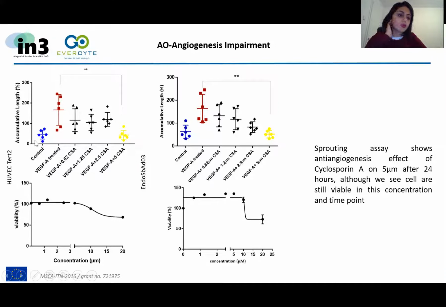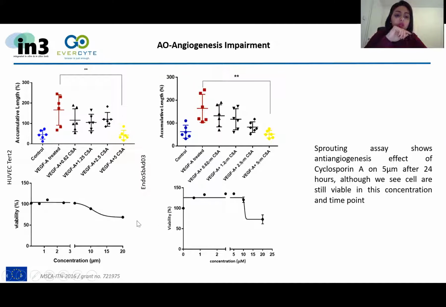So as we can see, we have a control group, we have a VEGF treated group, and we have different concentrations of cyclosporin A. And as we can see here, after 5 micromolar of cyclosporin A, we see a significant decrease in the sprouts coming out from the spheroid, which shows the angiogenesis impairment after cyclosporin A treatment on endothelial cells, which is again in parallel to our hypothesis that cyclosporin A is inhibiting angiogenesis of endothelial cells.